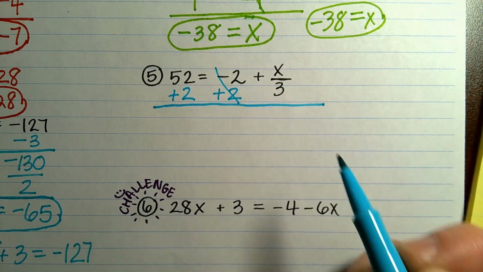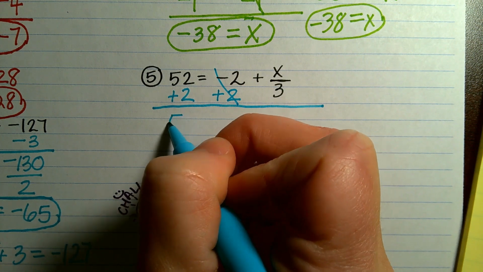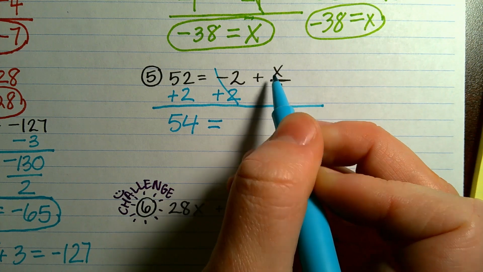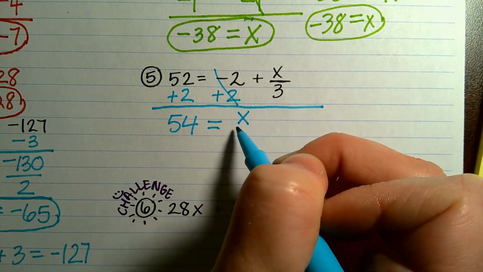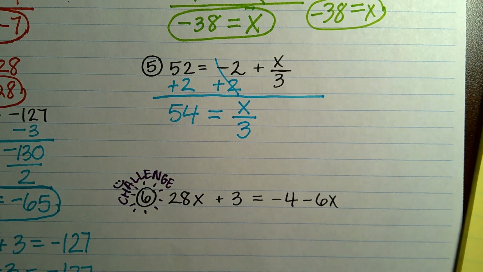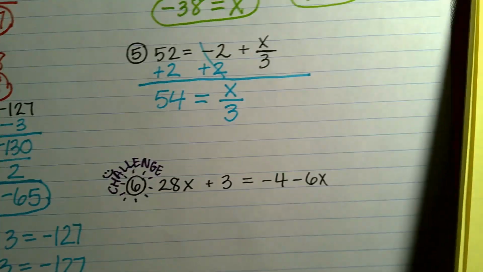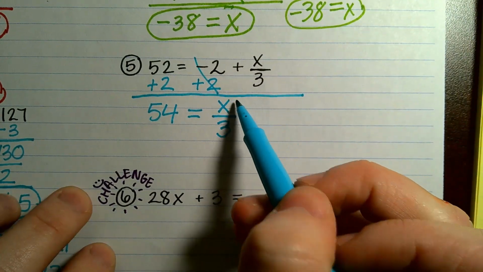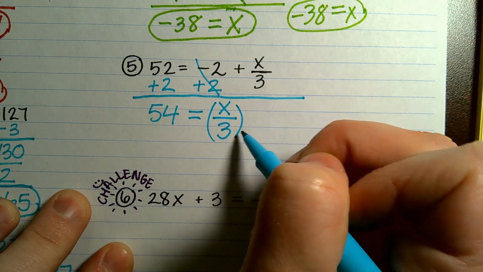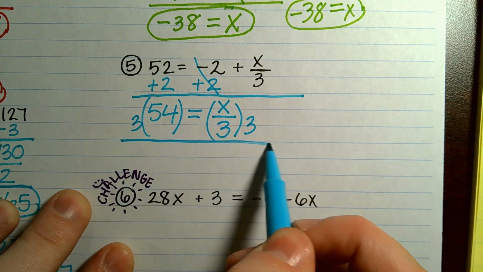Yep, my negative 2 and positive 2 cancel. 52 plus 2 is 54. Then bring down my equal sign, and I still have x divided by 3. Yes, guys, it looks scary, but it's just using our inverse operations. If I have x divided by 3, to get rid of the 3, we just multiply by 3. We got to do it to both sides.